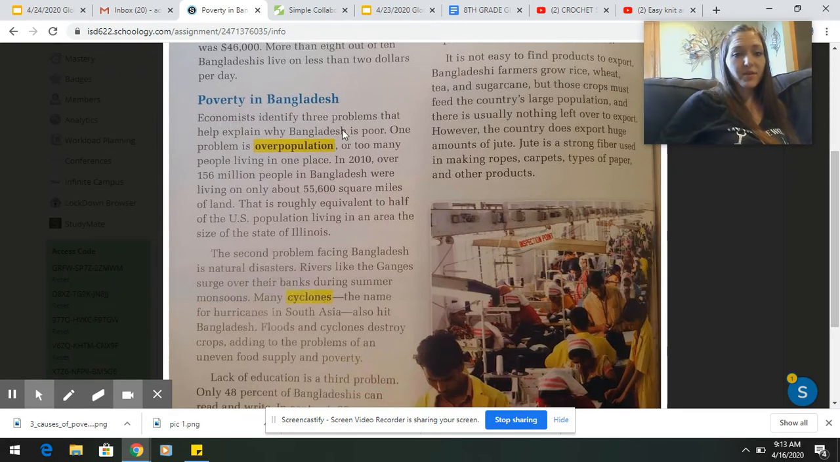Economists identify 3 problems that help explain why Bangladesh is poor. Perfect. That's exactly what we're looking for. 3 causes or problems that explain why Bangladesh is poor. One problem, oh, nice, they're going to list it out for us. One problem is overpopulation, or too many people living in one place. So that's cause number 1.